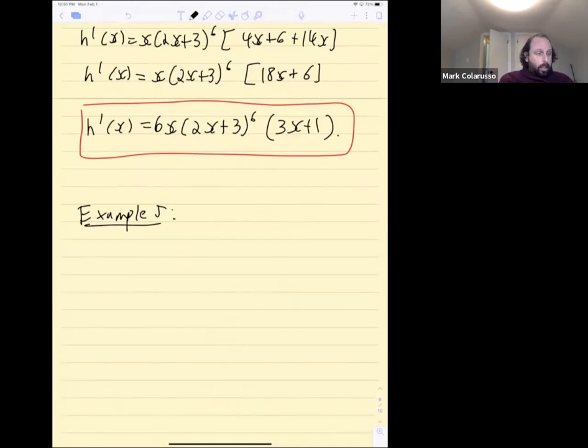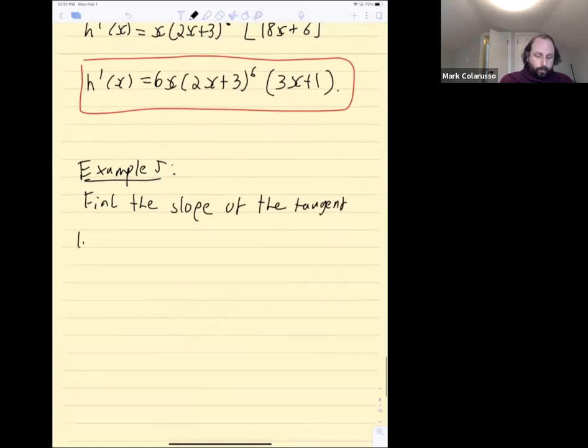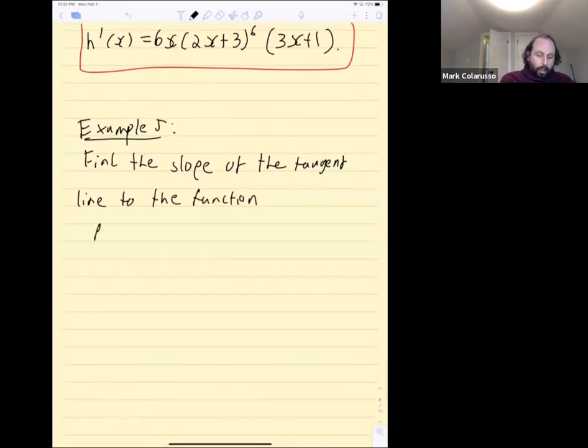So the question is to find the slope of the tangent line to the function f at x equals 2 over the root of x plus 3 when x is equal to 9.